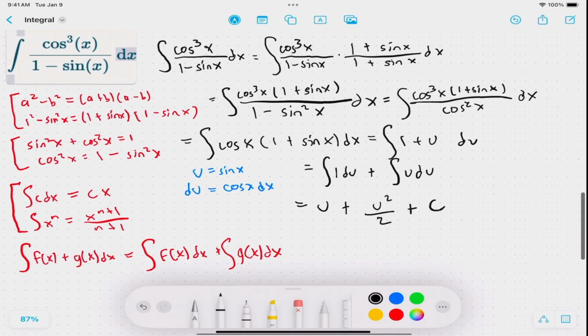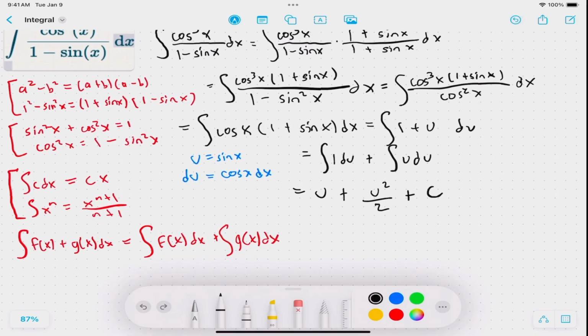But our answer is in terms of u, but we need to get it back in terms of x. So now what I'm going to do is undo the substitution. So u is simply sine of x, so this becomes sine of x plus sine squared of x over 2 plus our constant of integration.